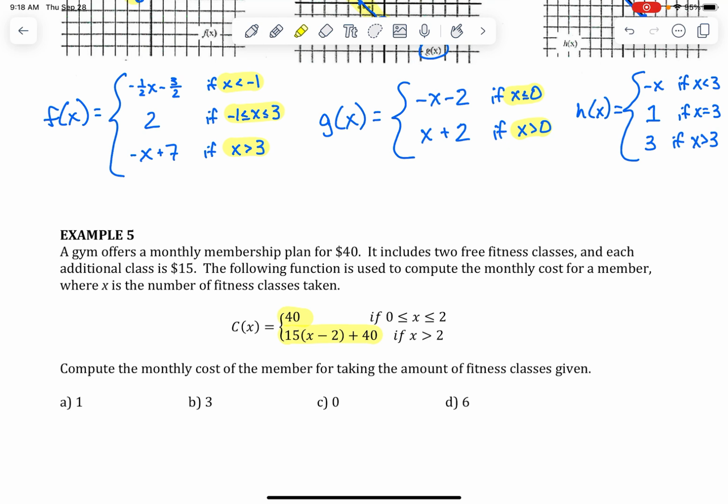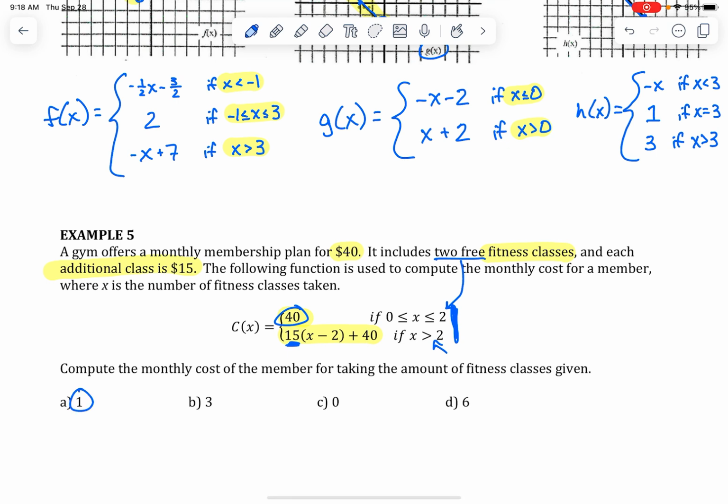So there's a month membership plan where it's $40. So regardless of how many classes, how many fitness classes you take, it's going to be $40, and that's sort of what that suggests. And you get 2 free, right? So when x is less than or equal to 2, you still pay $40. If you take any additional classes, it's $15 each. And so that's where this 15 comes in once x is greater than 2. And the only real thing you have to worry about in this example is which function to use. And that's where you have to pay attention to these domains, right?